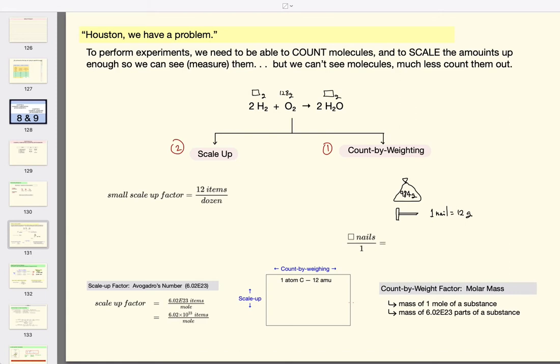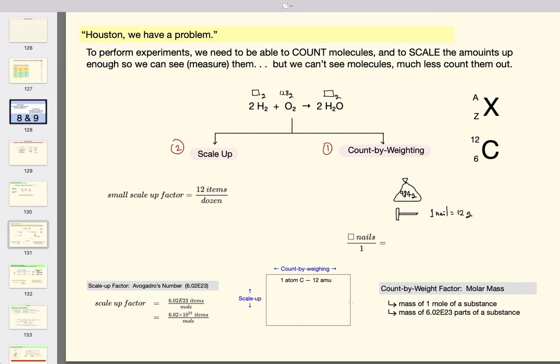For example, recall this from earlier chapters. The generic any element has a certain atomic mass and atomic number. It's this atomic mass that we're interested in. This is the mass, the weight of an individual material, and this is the mass in one of these. So for example, one atom of carbon weighs 12 amu.